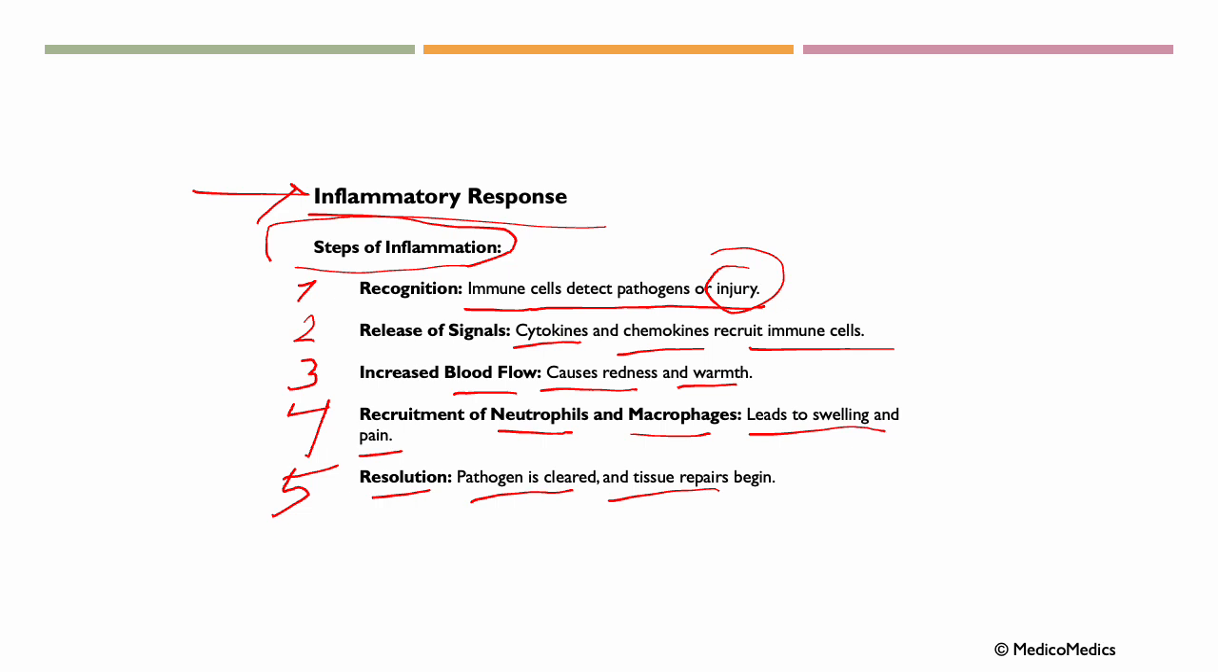And so here we also find the key signs of inflammation. We have redness, we have warmth, we have swelling, and we have pain.